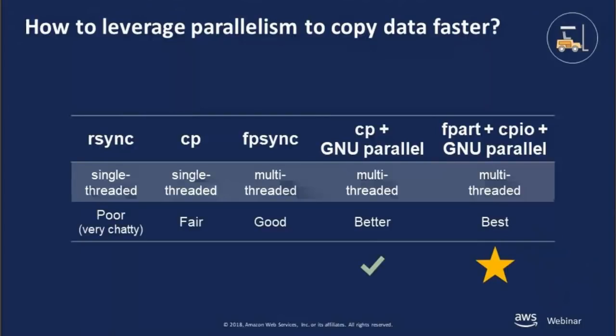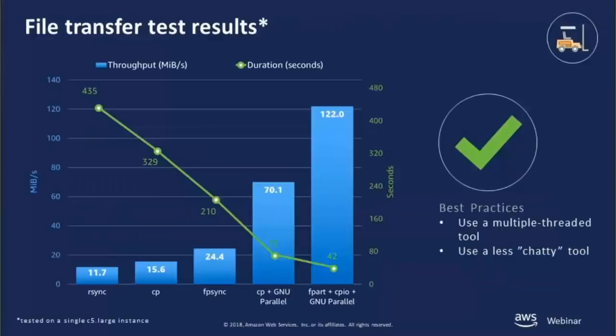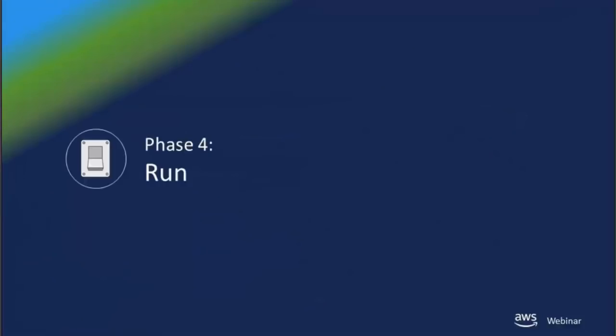So as I just showed you, when we compare the different file operation commands, copy commands that I use, we definitely go from poor with rsync, because it is very chatty, single-threaded, all the way to FPART, CPIO, and new parallel. So as an example, I ran this a little earlier on a C5 large instance, and it really went anywhere from getting 11, 12 megabytes a second all the way up to 122 megabytes a second. So again, same source, same destination, just changing the tool makes a big difference. And we're taking advantage of this distributed data storage design of EFS.